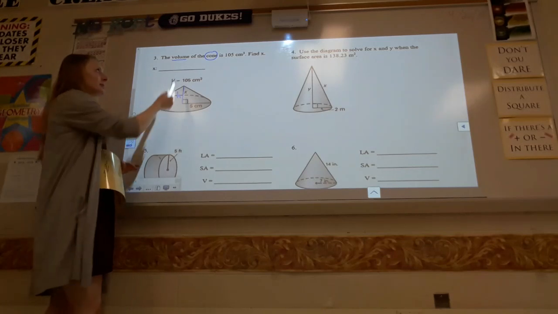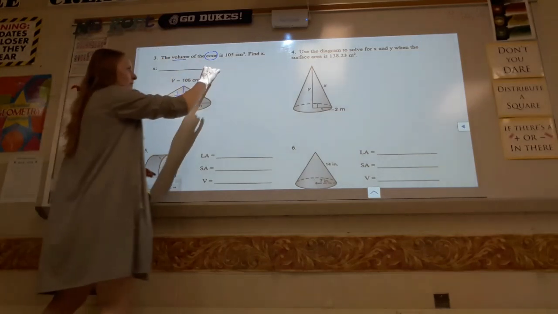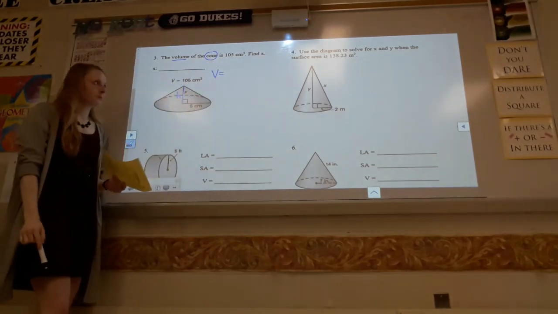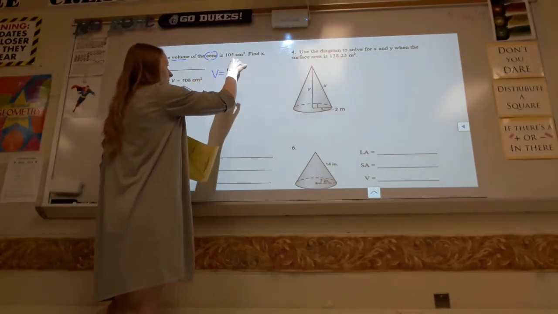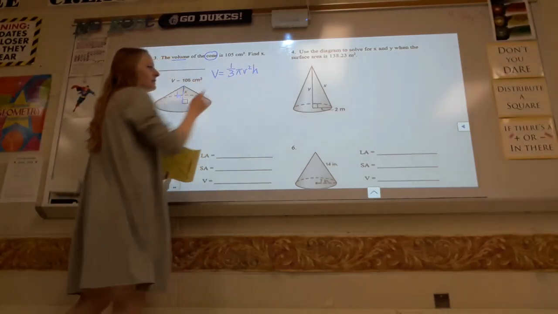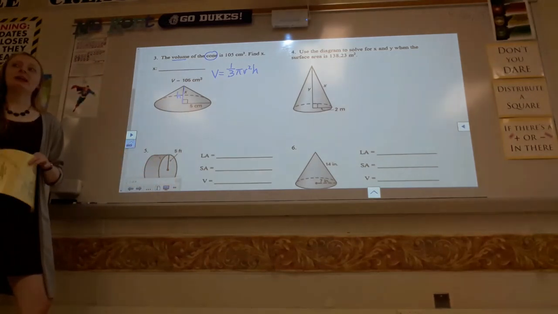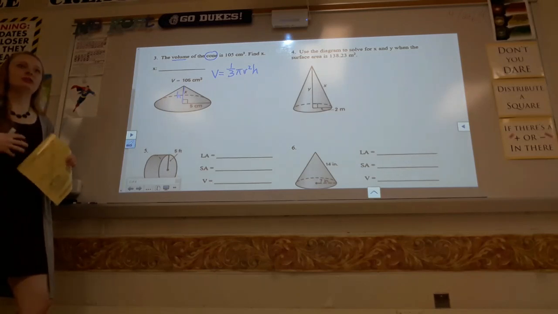So what you guys want to do is take what they gave you and what shape it's for and write down the formula. So what's the formula for the volume of a cone? 1/3 pi r squared h. Okay, we're going to write this out. Then what we're going to do is plug in everything that we know so far into the formula and then solve backwards for what we don't know.